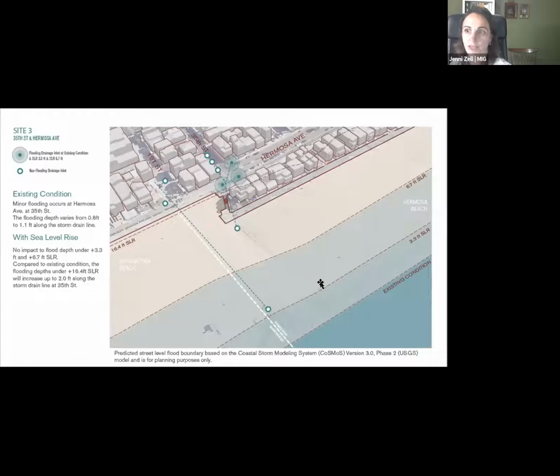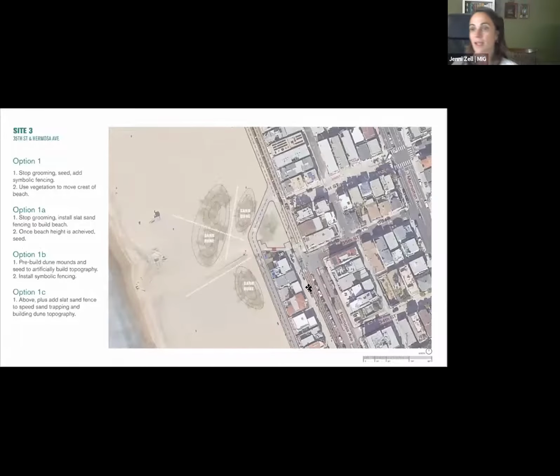And so that's what is leading to some of these solutions that we're looking at now to help reduce flooding, and also help reduce that migration of sand that's going onto the path. And so this is option 1. There are a couple of variations, but really this is the lightest touch sort of option. This option would stop the grooming of the sand and seed it, and possibly add some symbolic fencing. That's fencing just to keep people out from trampling that area, and certainly provide areas of access for both emergency vehicles and pedestrians to move through these areas.